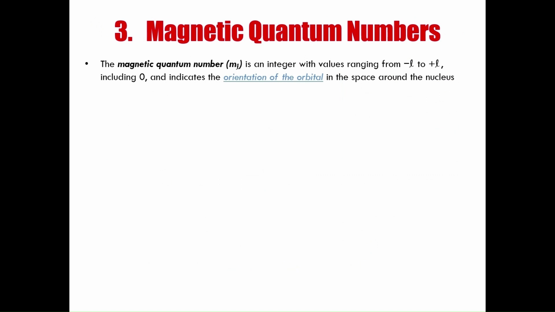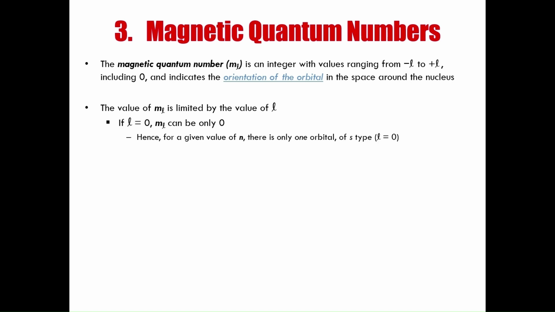The third quantum number, called the magnetic quantum number, is symbolized by a lowercase m subscript L. It's an integer with values ranging from negative L to positive L, including 0. This quantum number indicates the orientation of an orbital in space around the nucleus. Just like the value of L was limited by the principal quantum number n, the values of ml are limited by the value of L.